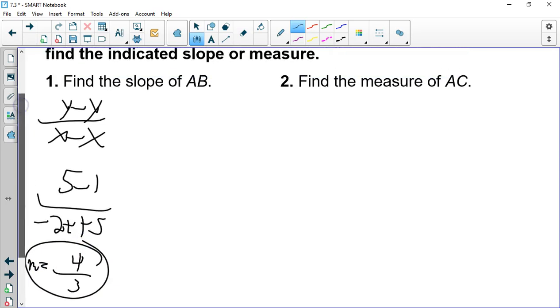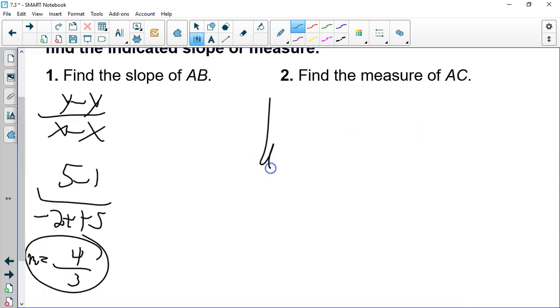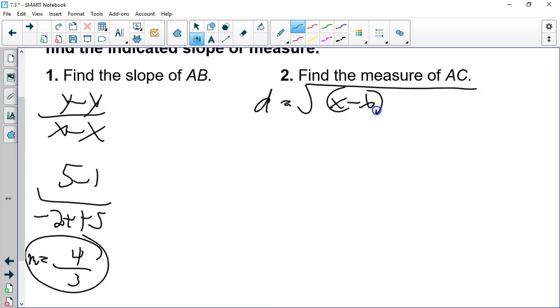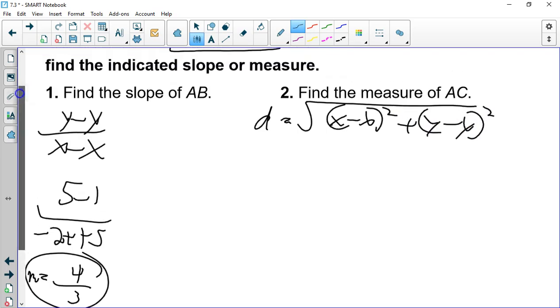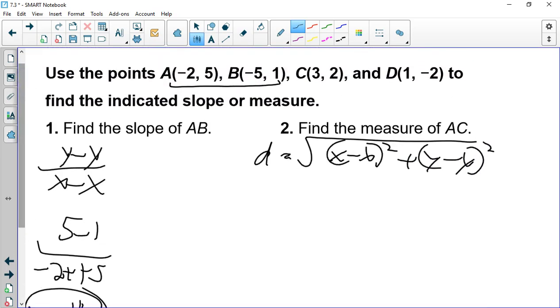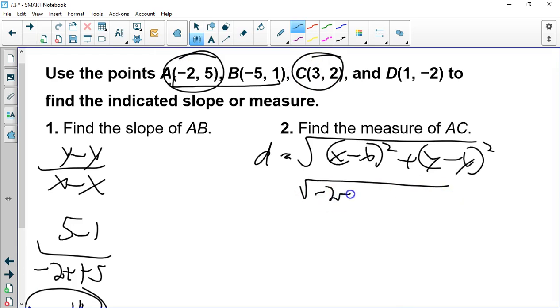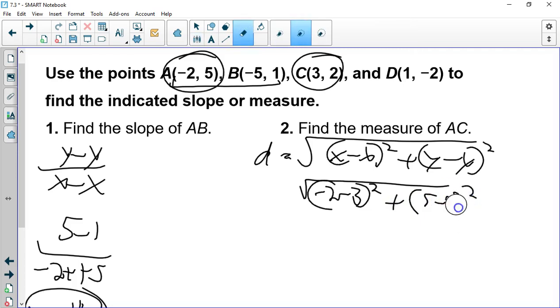Now the distance from A to C, remember the distance formula, does not look like a squiggly line. The distance formula is the square root of x minus x squared plus y minus y squared. So I need my 2 points, A and C. So square root of -2 minus 3 squared plus 5 minus 2 squared. That's even too bad for me.